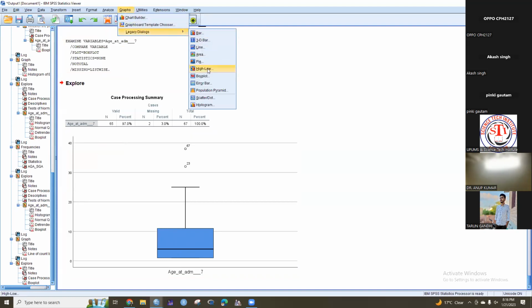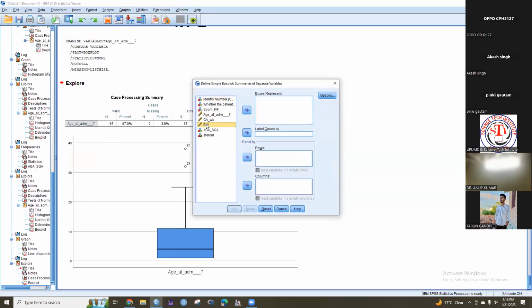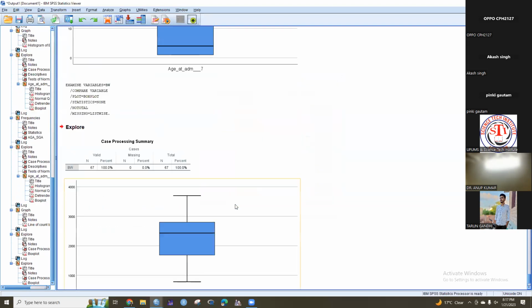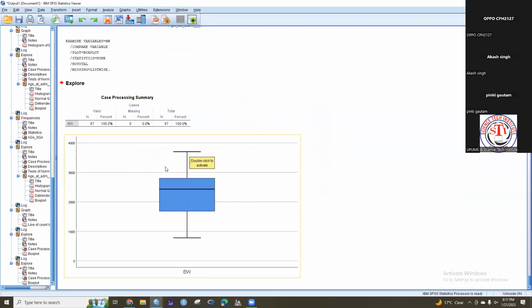If I plot the box plot for another variable, simple, define, and instead of this, I am taking birth weight of the babies in gram, and clicking OK. Here you can see the distribution of birth weight of the babies in these 67 data. The minimum value is somewhere around 980 gram. The maximum value is somewhere around 3800 gram. The median of this data is around 26. So 50% of the babies are above 26 and 50% are below 26. 1800 gram is the first quartile, so 25% of the babies are born below that. This is how the box plot is read by the reader.